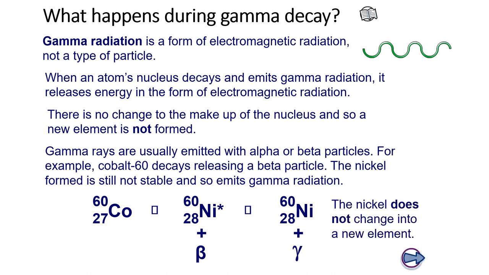And remember, gamma is just electromagnetic radiation. Don't forget positron decay, and what they're absorbed by. Have a look at that other presentation. This is a really important topic and it comes up every single year. Something about alpha, beta, gamma, something like that.